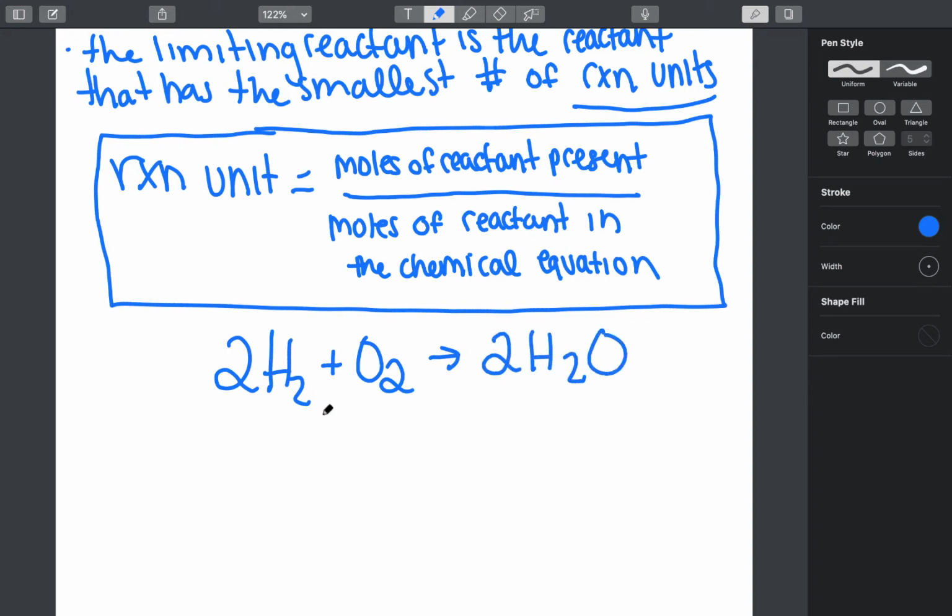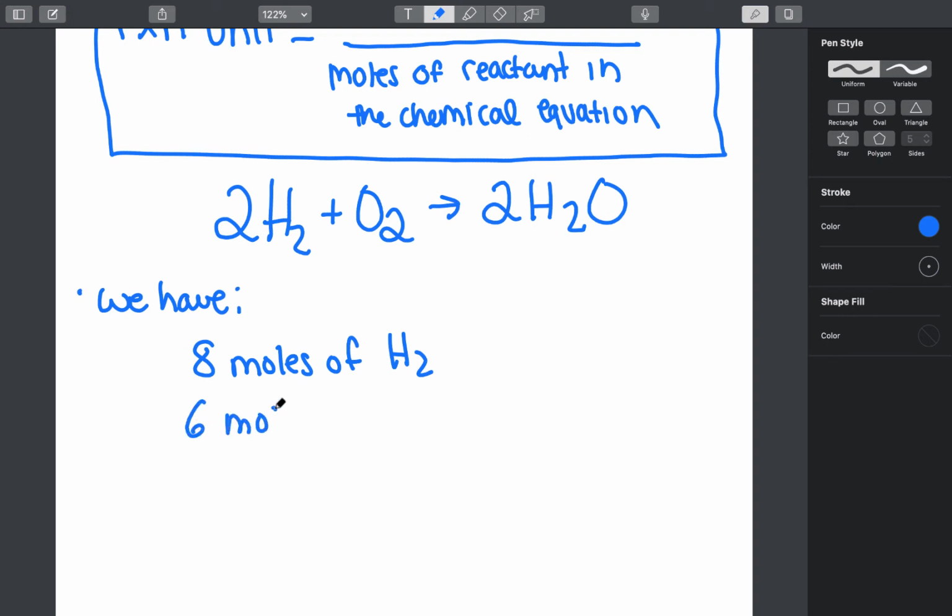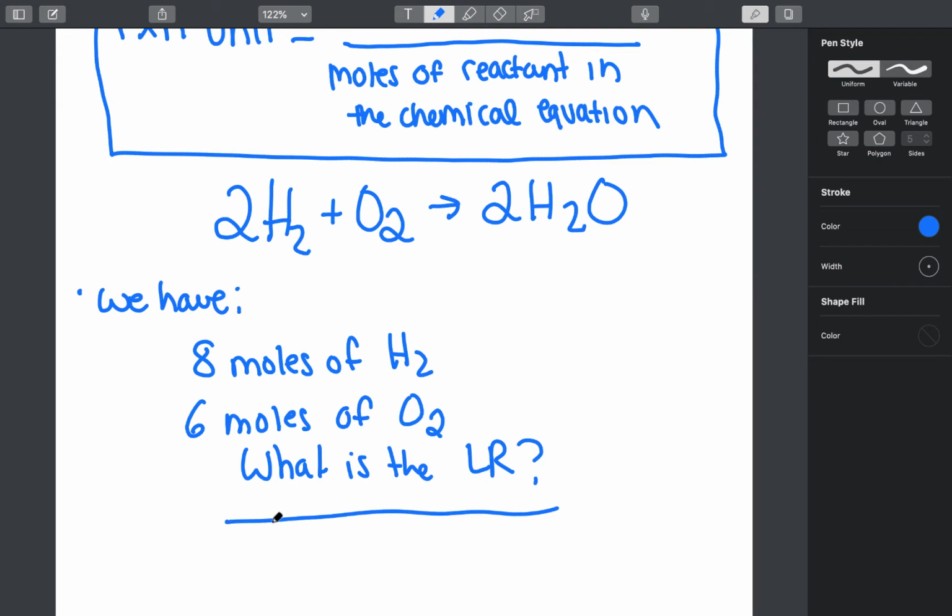So this is our example equation. Imagine that we have 8 moles of H2 and 6 moles of oxygen gas. So what is the limiting reactant? Well, this is actually very easy to find out.